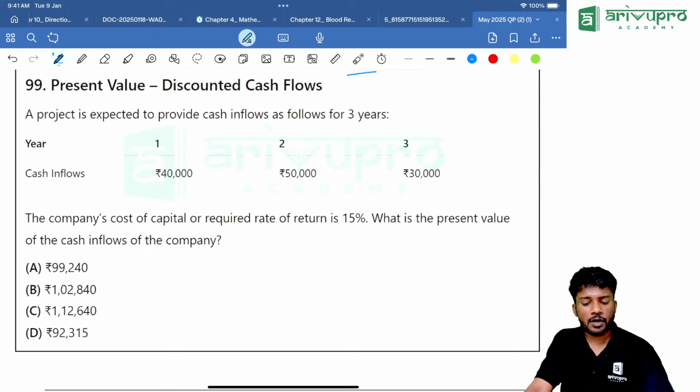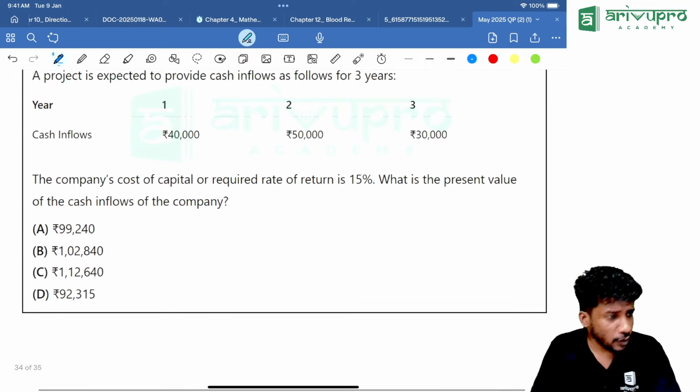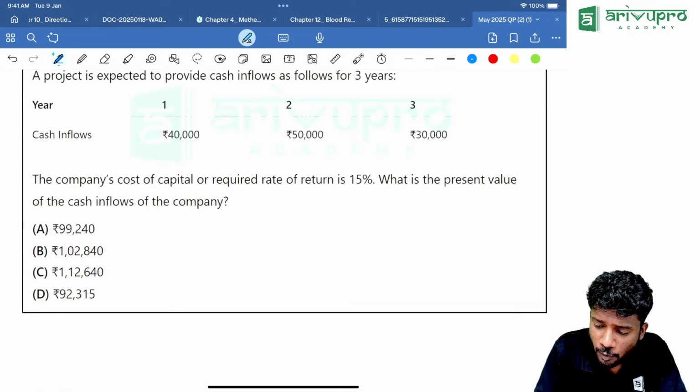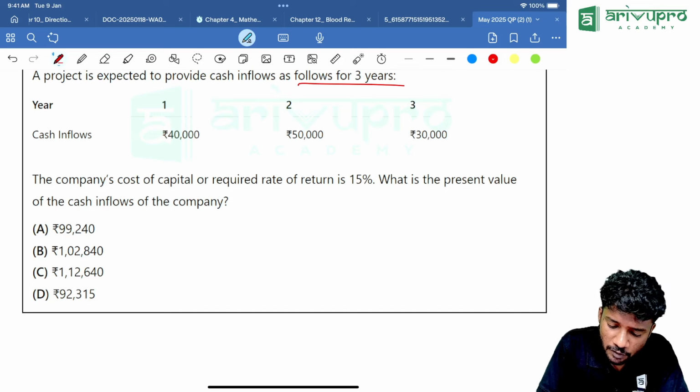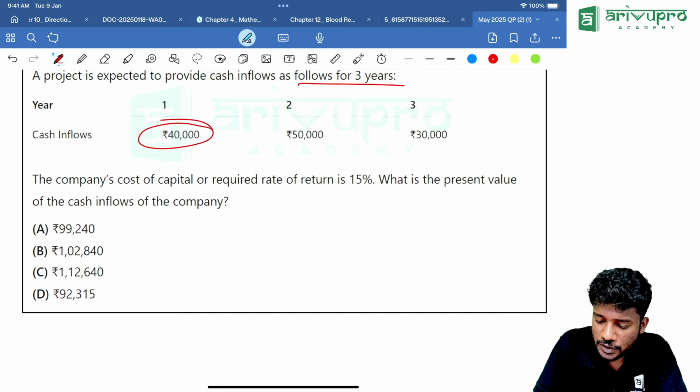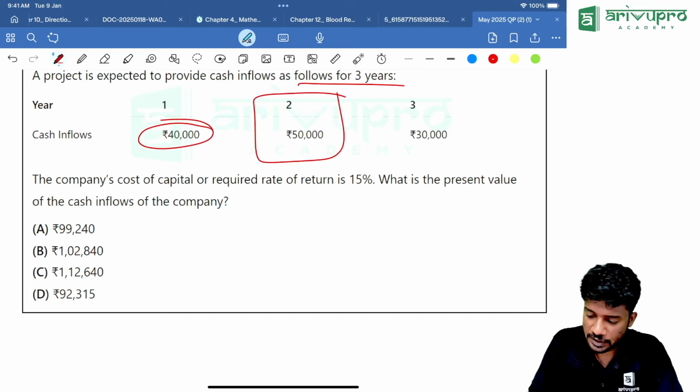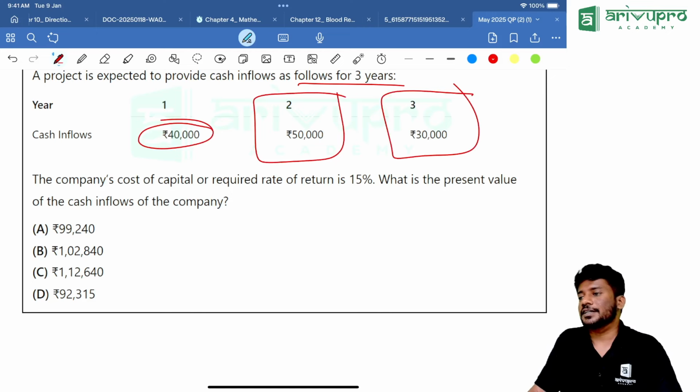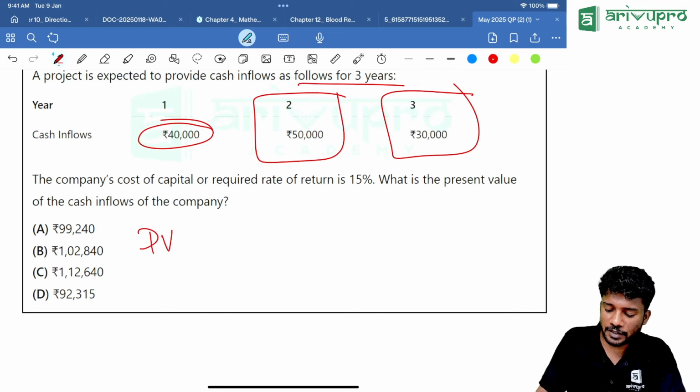Present value of discounted cash flow. A project is expected to provide cash flow as follows. First year it is how much? 40,000. Second year is how much? 50,000. Third year is how much? 30,000. So just give me the PV value. Net present PV value is how much?